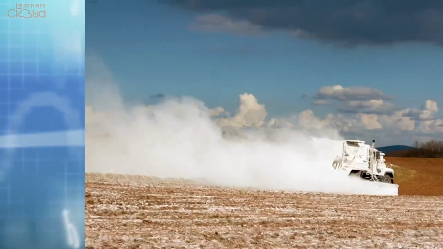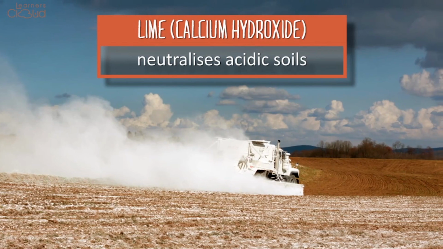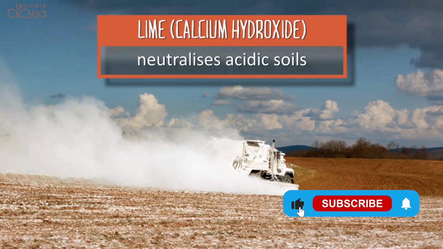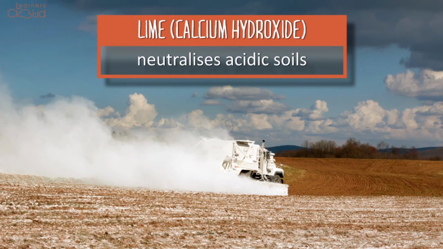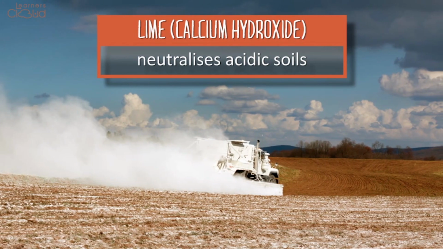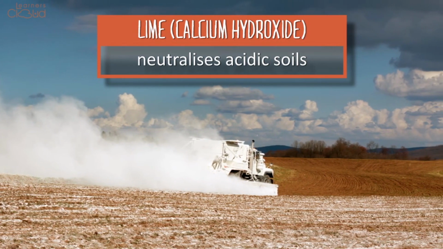Bases are substances that neutralise acids. Let's have a look at some examples. Lime or calcium hydroxide is a base that farmers spread onto fields to neutralise acidic soils. This is done because plants grow best in neutral pHs.